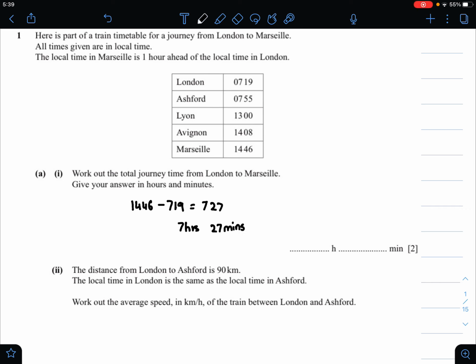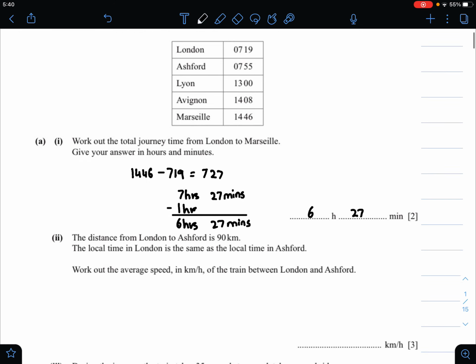But they are telling you that the local time in Marseille is 1 hour ahead of the local time in London. So from this time you subtract 1 hour. Therefore your final answer will be 6 hours and 27 minutes. This is the easiest way to solve such a question when the time is given in 24 hours. So 6 hours and 27 minutes will be our final answer for part A1. Now let's move to part A2.